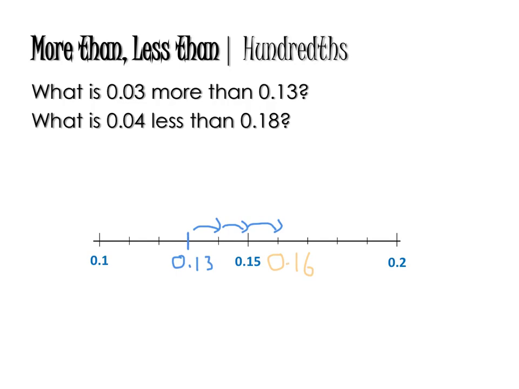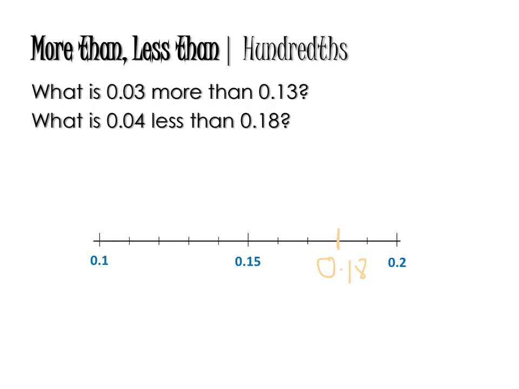So then let's look at what is 0.04 less than 0.18. Another way of looking at it is what is 4/100ths less than 18/100ths. So you know that it's 14/100ths. I can use the number line again. So if this is 0.15, this is 0.16, 0.17, this will be 0.18.